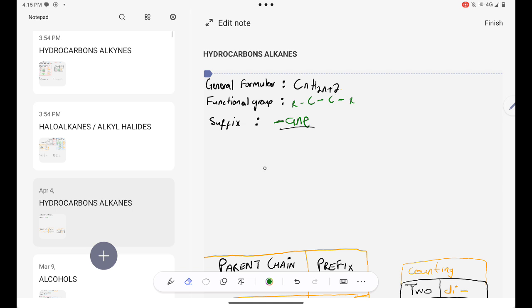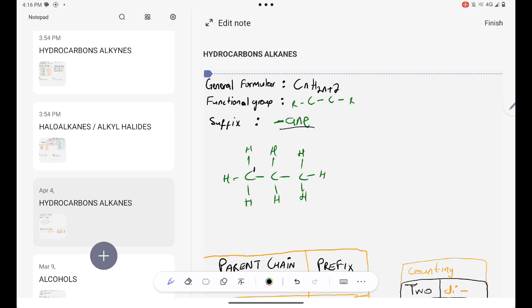Okay, let's say you are dealing with propane. Propane is like this: hydrogen, hydrogen, hydrogen. And then you are supposed to change this to be in condensed form. How are you supposed to do this?